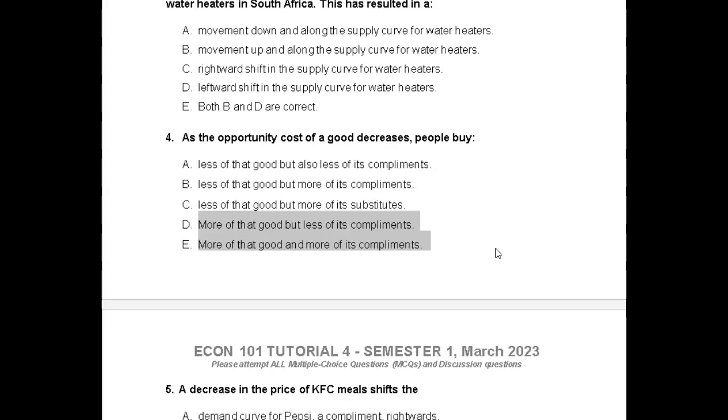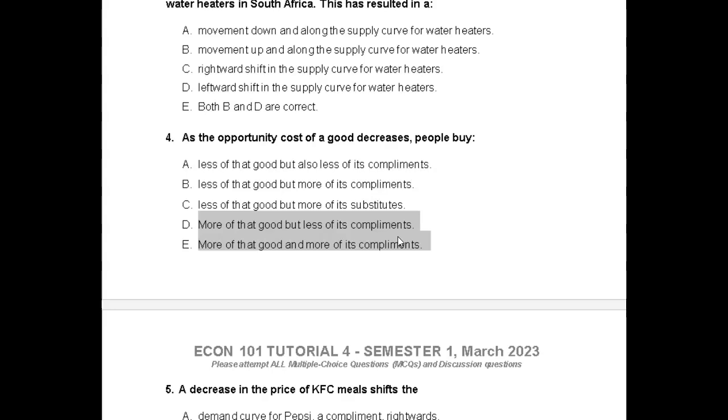Now, complements are goods that go with each other. So let's say a drink and a food, for example. So let's say a burger and a cold drink, right? Both of those are complements, so they go with each other. Milk and sugar. No, actually, no. I don't know why I said that, but you get it, foods that go with each other.